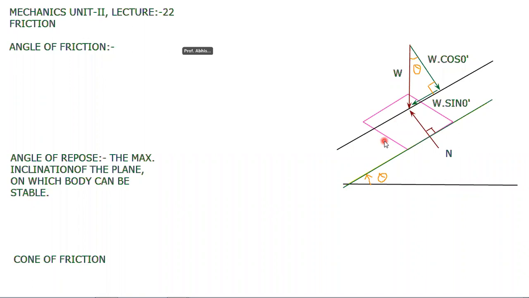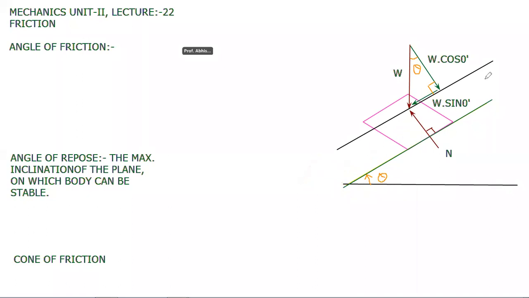Therefore, according to the first law of friction, friction should always be opposite to the direction of motion. If your body tends to move in the downward direction, it is not moving now; it is in a stable condition. But if we increase the angle by 1 degree, then the body will move in the downward direction.